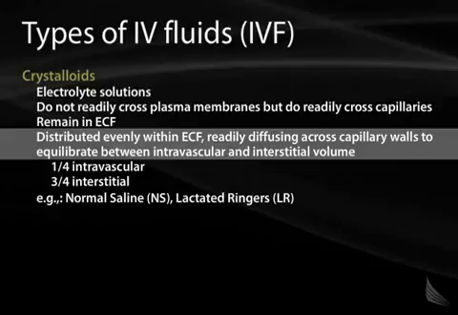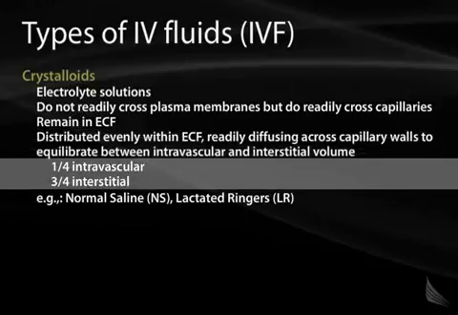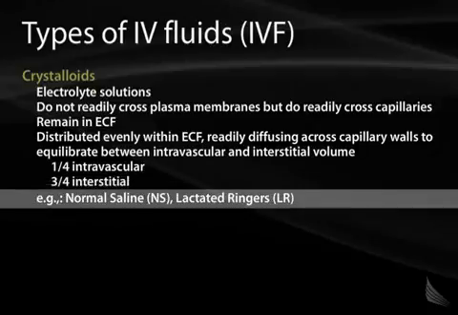They distribute evenly within the ECF, diffusing along the capillary walls to equilibrate intravascular and interstitial volume. Because the ECF is made up of the intravascular and interstitial space, crystalloids administered will distribute evenly in the same way. Examples of crystalloid solutions are normal saline and lactated ringers. Variations on each of these are used in the clinical setting.